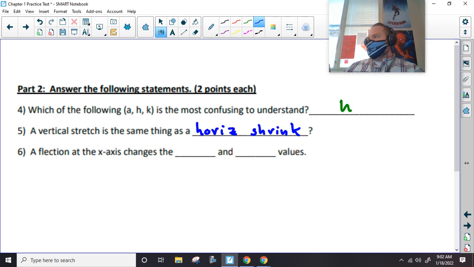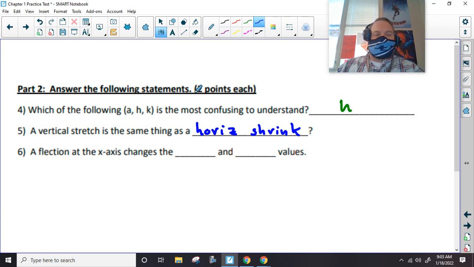The English language is so difficult because we actually have three different twos. They all mean something different, but they sound the same. If you put horizontal compress, I'm going to count it right. I know what that means.